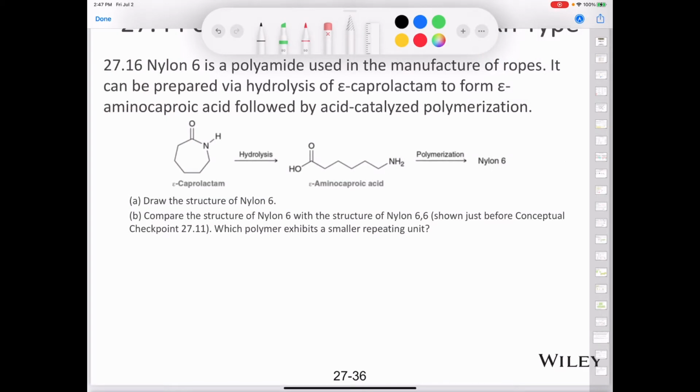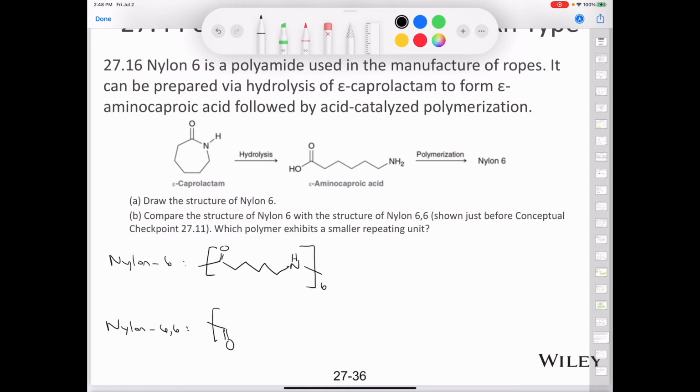And the second part of the question says, compare the structure of nylon 6 with the structure of nylon 6,6, which we looked at already today. It says, which polymer exhibits a smaller repeating unit? Well, if we draw the repeating unit of nylon 6, we see that it looks like this, where we have our carbonyl, and then we have our nitrogen like this. So this is our repeating unit, whereas the repeating unit in nylon 6,6 is significantly longer.